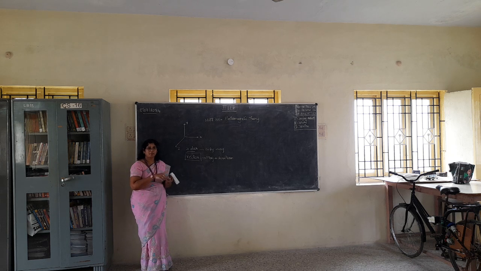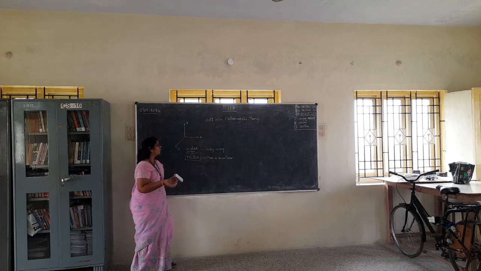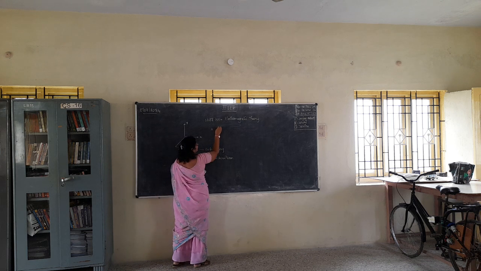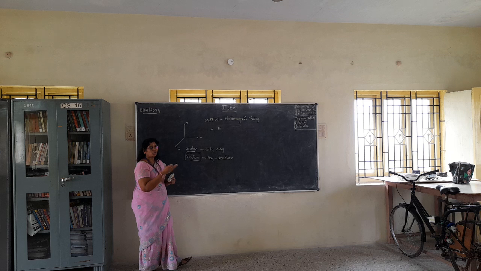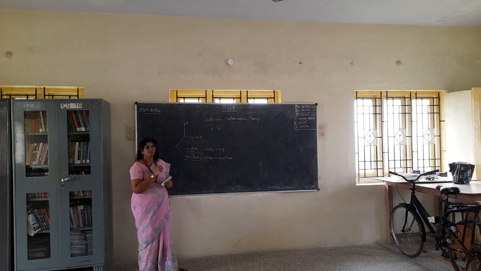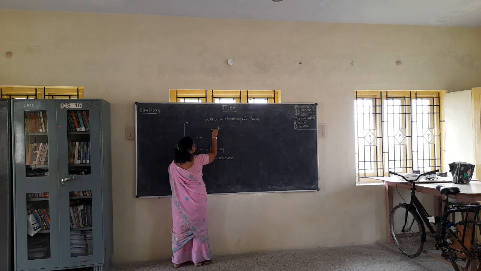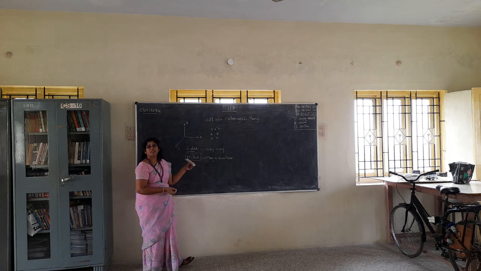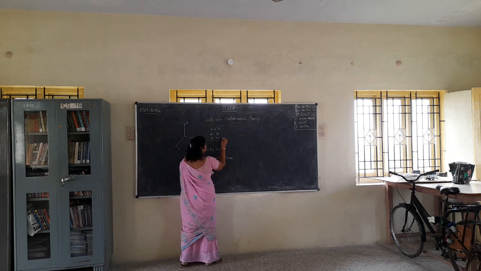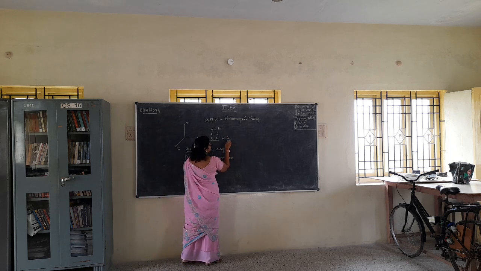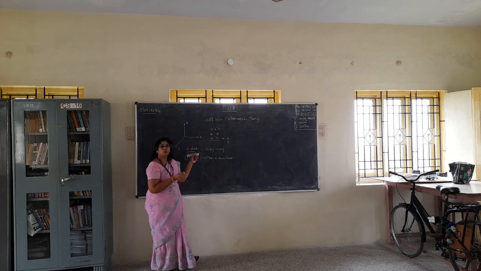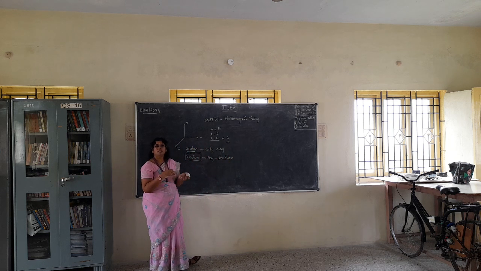Addition, subtraction, multiplication. When you take two components, A component and B component, for addition we have to add A plus B. For subtraction, A minus B. For multiplication, it is A dot B. In multiplication, you will be considering either two values or three values. For two values, A dot B is enough. For three values, A dot B dot C.